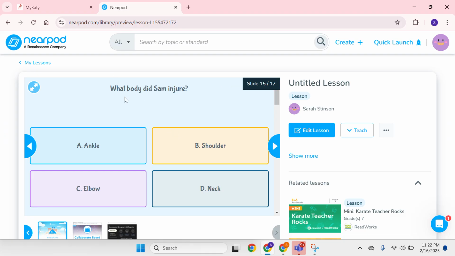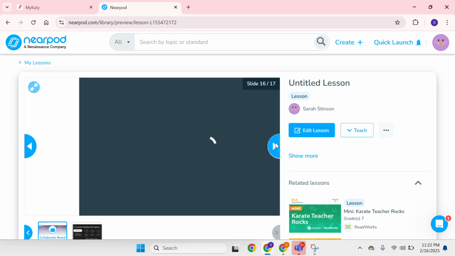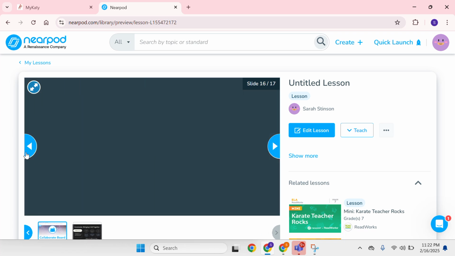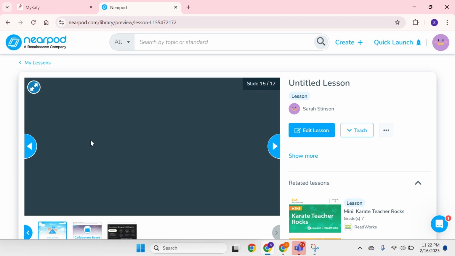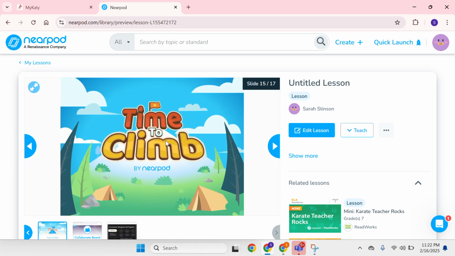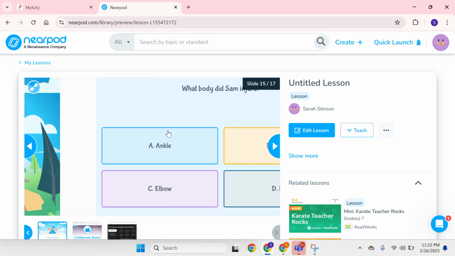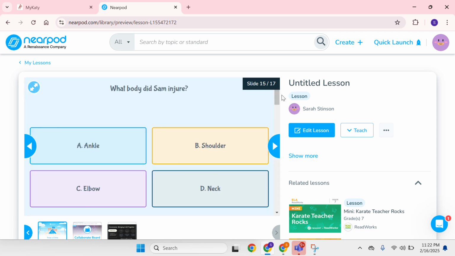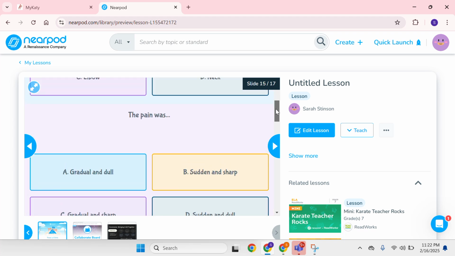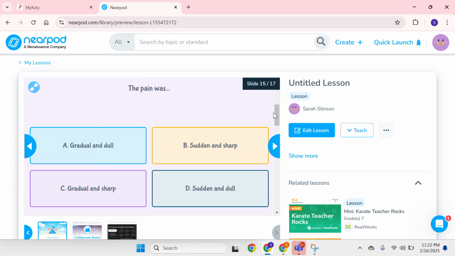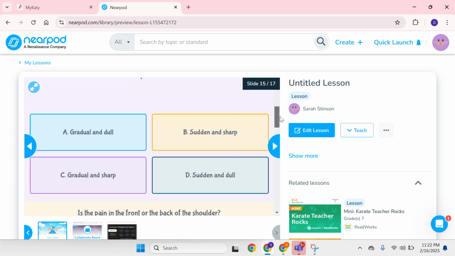So, what body part did Sam injure? She injured her shoulder. Oh, didn't mean to do that. Hold on. So she injured her shoulder. Then we would go to the next one. In the teaching mode, it would actually have you go through the whole thing. But for the purpose of this video, I'm in preview mode.